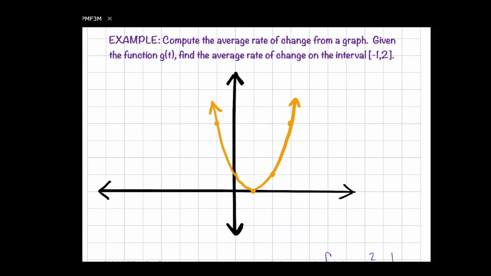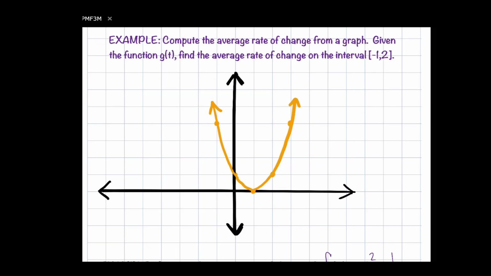Okay, so you guys try this one. Compute the average rate of change from the graph given the function g of t. Find the average rate of change on the interval -1, 2. So find the point at -1, find the point at x equals 2, and then find the rate of change. And when you're finished, unpause the video and we will go over it.